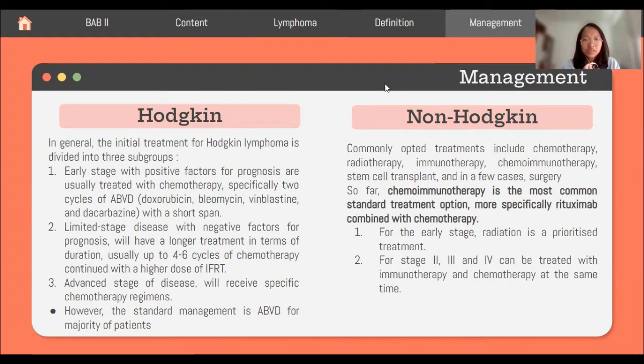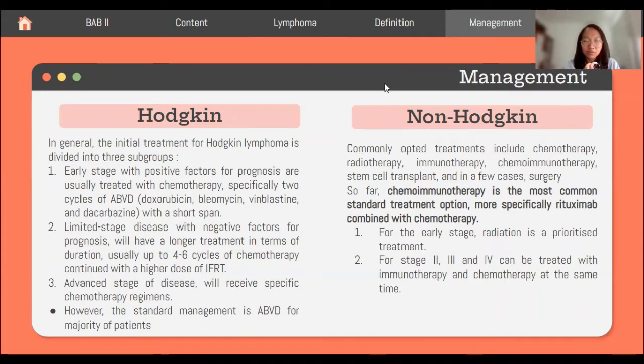First, patients in the early stage with positive prognostic factors are usually treated with chemotherapy, specifically 2 cycles of ABVD, or doxorubicin, bleomycin, vinblastine, and dacarbazine, over a short span. This treatment is followed by restricted involved field radiation therapy, or IFRT. Patients in the second subgroup, limited stage disease with negative prognostic factors, will have a longer treatment duration, usually 4 to 6 cycles of chemotherapy, continued with a higher dose of IFRT.